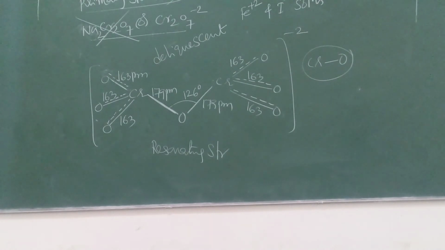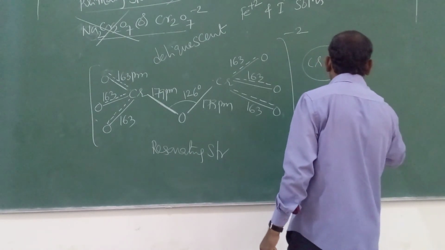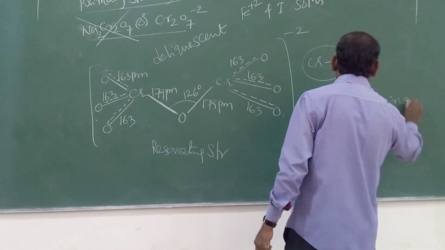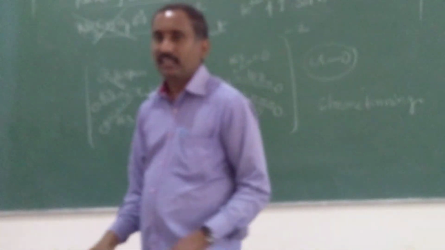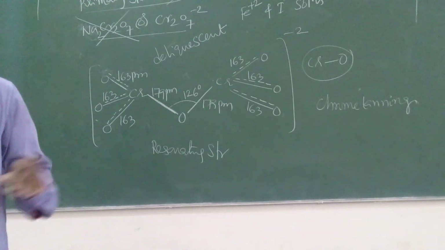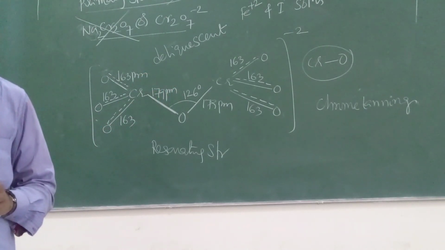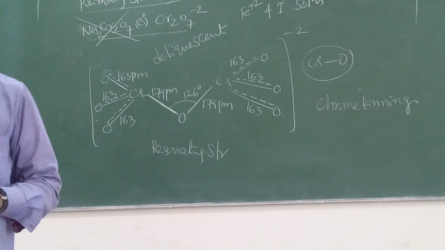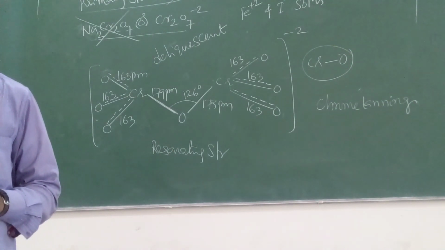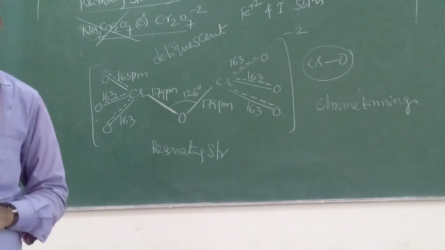Last one. It is used in chrome tanning. In leather industry, in order to polish the leather, we are using potassium dichromate. That process is known as chrome tanning. Leather is nothing but animal hides, animal skin. In order to polish that leather, potassium dichromate is used. That process is known as chrome tanning.